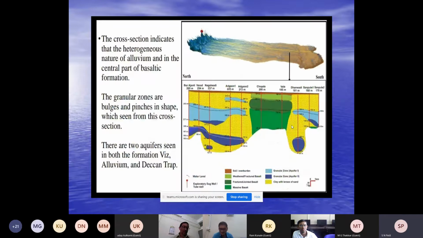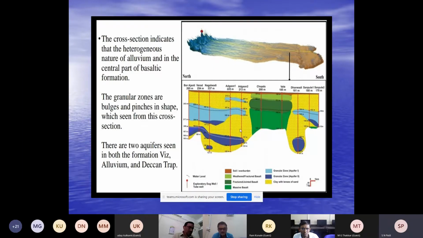This cross section indicates the heterogeneous nature of the alluvial, especially in the central part of the basaltic formation. I already told you, this is an inlier of Chopra region, Chopra, Yawal. These are the names of the villages, and in the central part Deccan basalt is there, and there are 2 aquifers seen in both formations, alluvial and Deccan Trap.